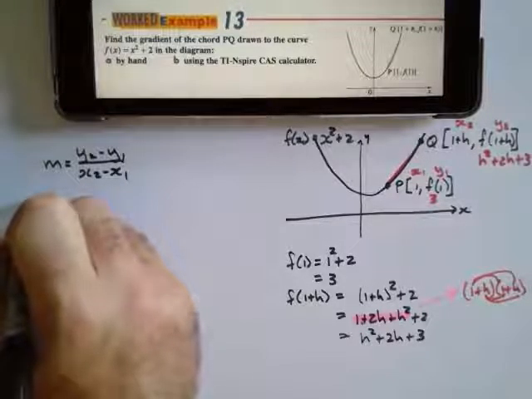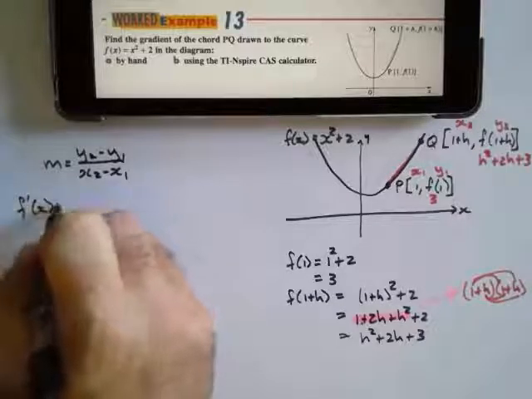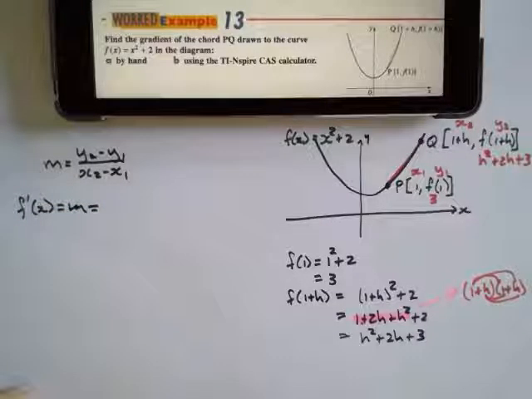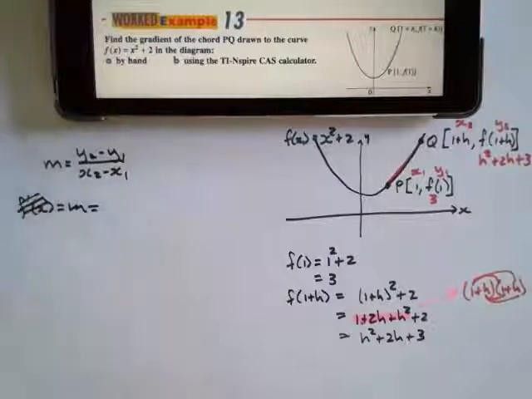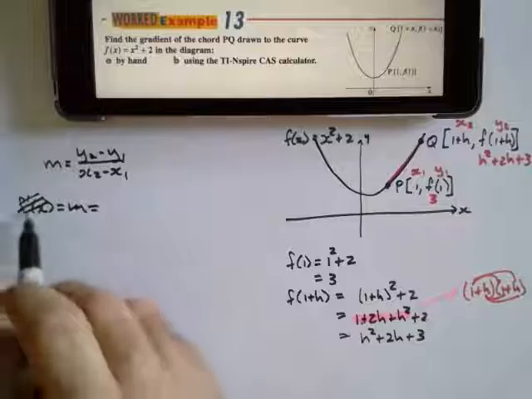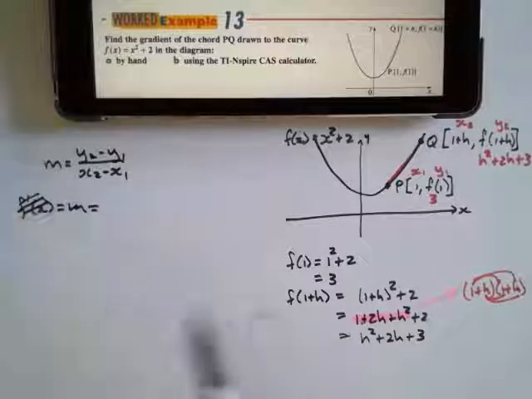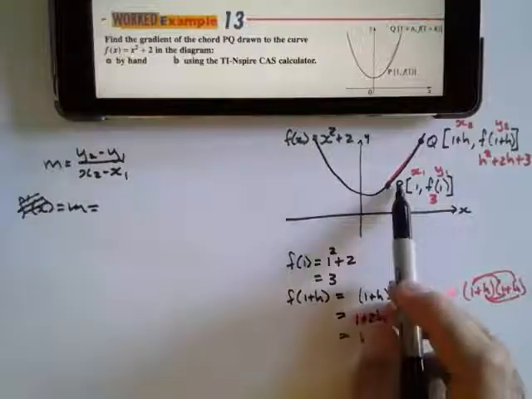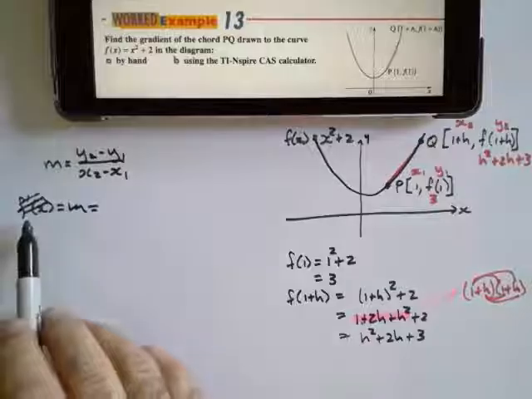equals, and remember, gradient is the derivative... wow, that's a lie. It's not the derivative. Please, we're not finding the derivative. The derivative will be at a specific point. This is just a gradient between 2 points. That's why we can't use this.